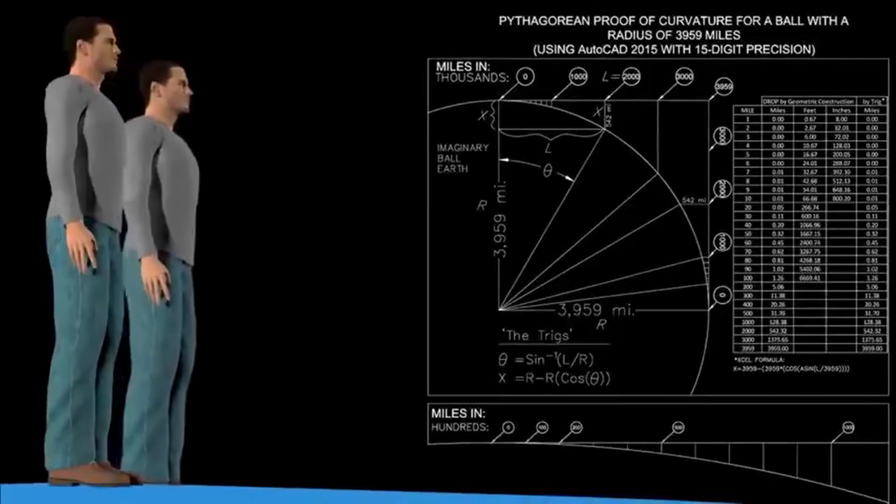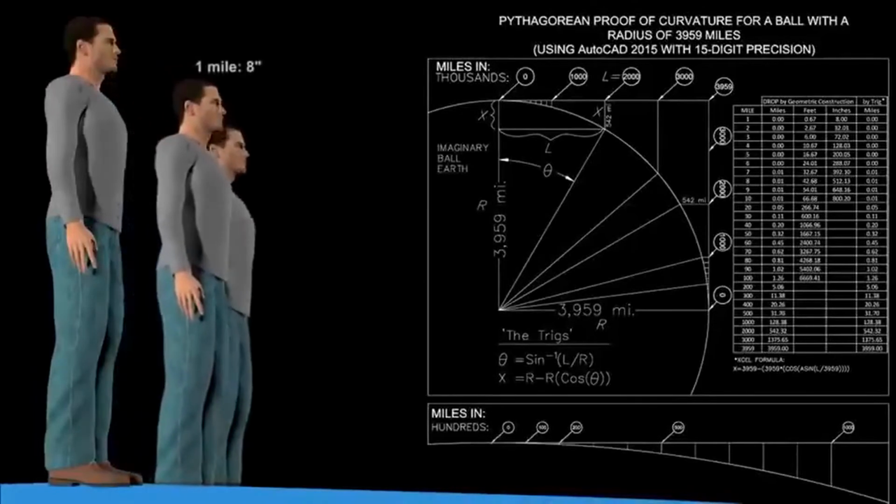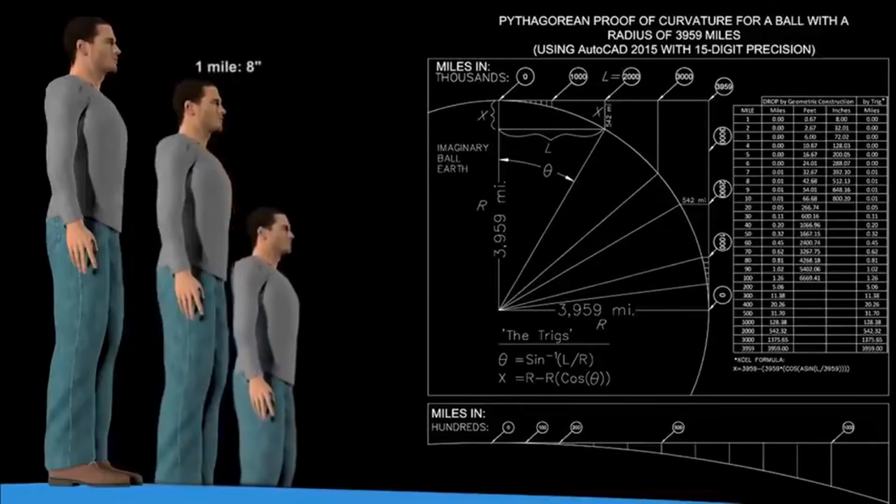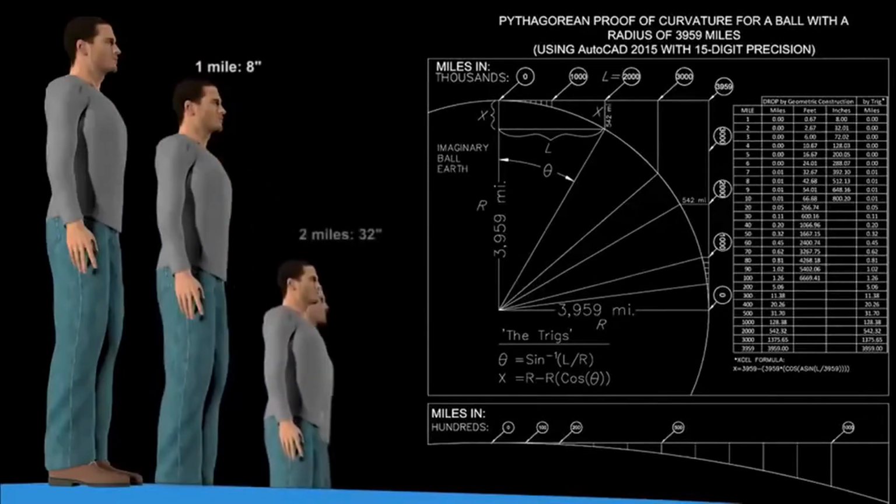PJ's clone walks 1 mile away. The top of his head would be 8 inches lower than PJ's. Another clone walks an additional mile, and the top of his head is then 32 inches below PJ's. The third clone walks 1 more mile, and at just 3 miles away from PJ, the ground clone number 3 is standing on is 6 feet below PJ's. Clone number 3's head is going to be even with the bottom of PJ's feet.